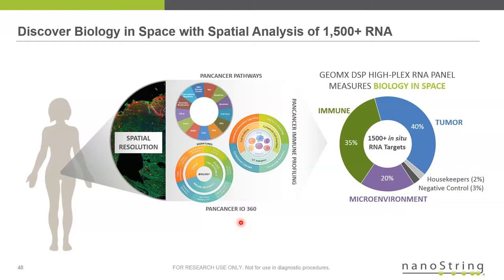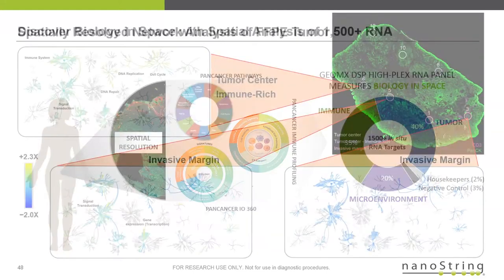focused on targetable pathways. With that, you're getting a lot of spatial information about the immune system, the tumor itself, the microenvironment, and then we have quite a few important positive and negative controls within that allow you to analyze and normalize the data across the different regions of interest and across the different samples.